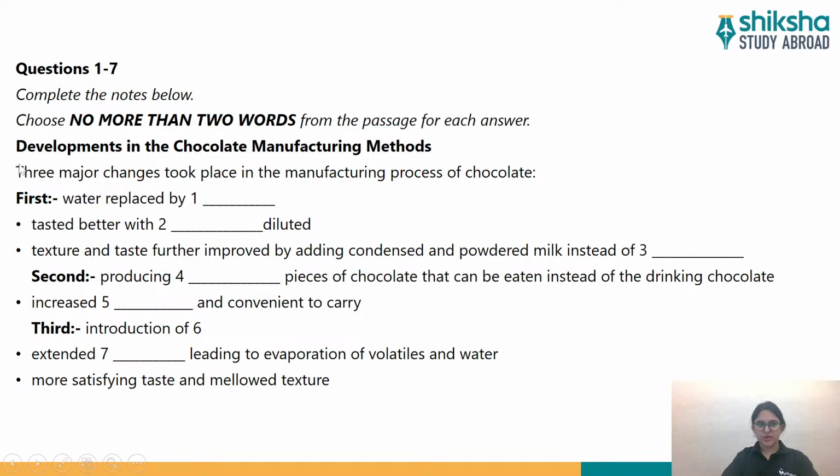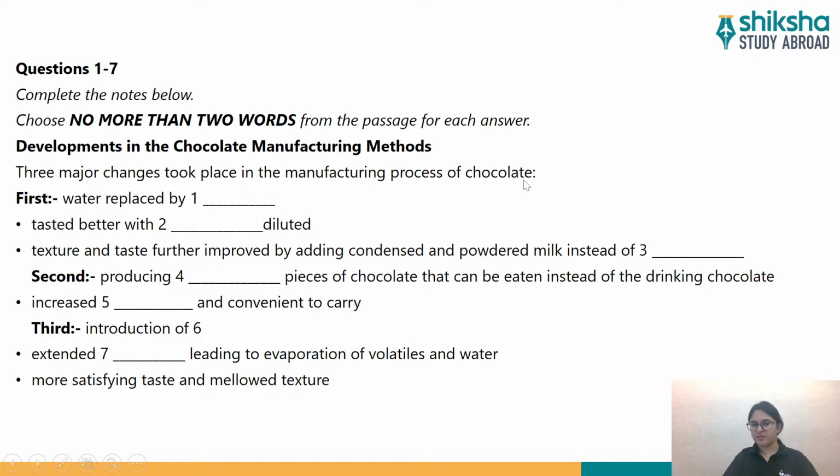Complete the notes below. And 3 major changes took place in the manufacturing process of chocolate. So this can be considered as a subheading, okay, or maybe a line related to the title. So this is very important. From here you can understand that the blanks are related to the manufacturing process of chocolate.